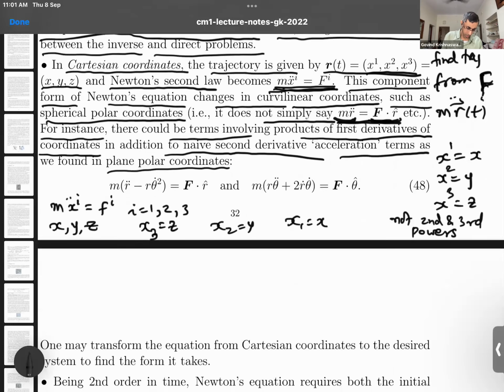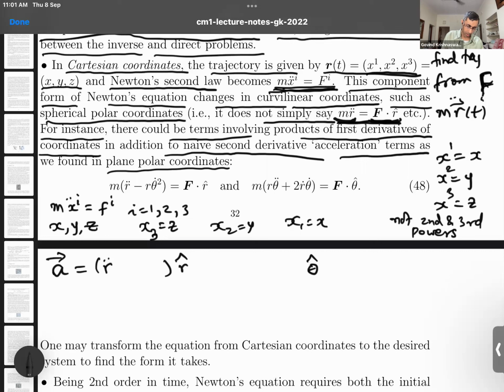We discovered in plane polar coordinates that the acceleration vector had two components. One was the radial component and the other was the angular component, or azimuthal component. The radial component had two parts. One was the naive radial acceleration, but there was also the centripetal acceleration. And then the theta component had two terms as well. One was the angular acceleration, and then you had the Coriolis acceleration. So this is the formula that you very nicely determined in the previous assignment.